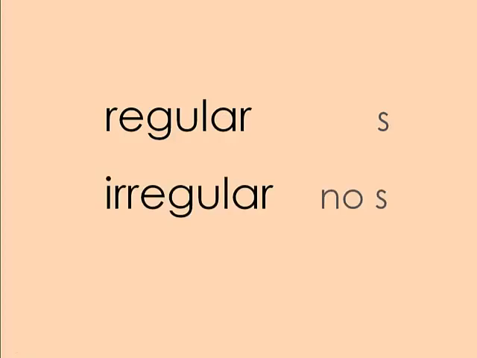What we've talked about so far are regular nouns. Regular nouns in the plural form all end in S. S, ES, IES, VES, but they all end with S. English has a few irregular nouns. To make them plural, there's no S at the end.